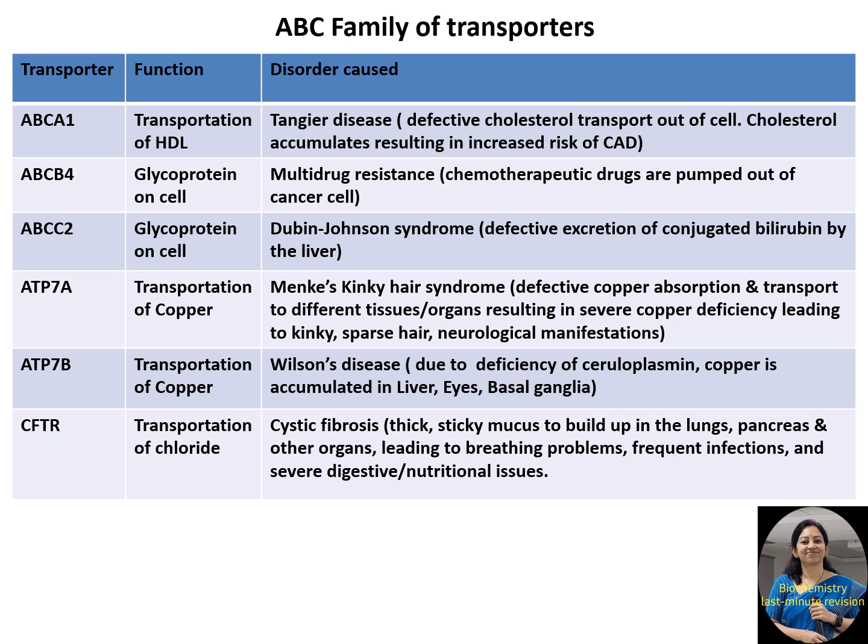This has been noticed in an island called Tangier, hence this disease is also known as Tangier disease. The next group of ABC is the ABCB1 transporter, which acts as a glycoprotein on the cell surface. Now this has been implicated in the development of multi-drug resistance.